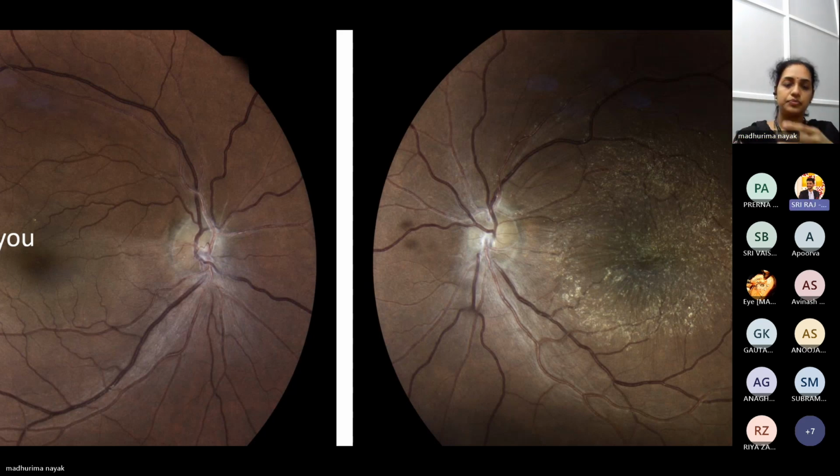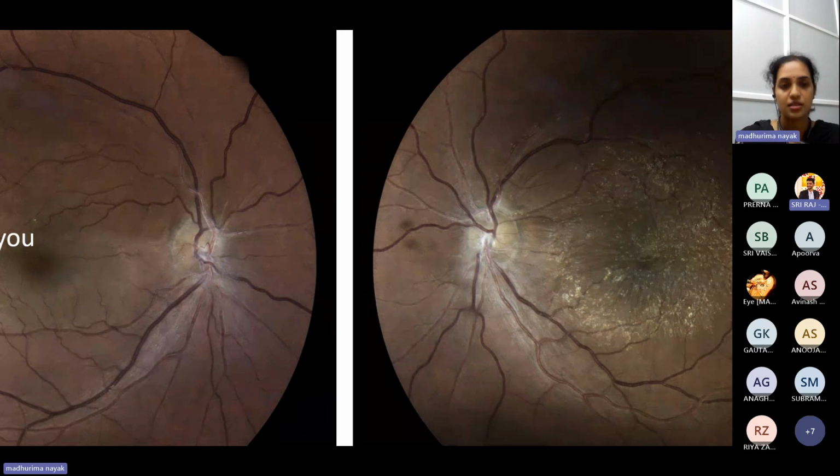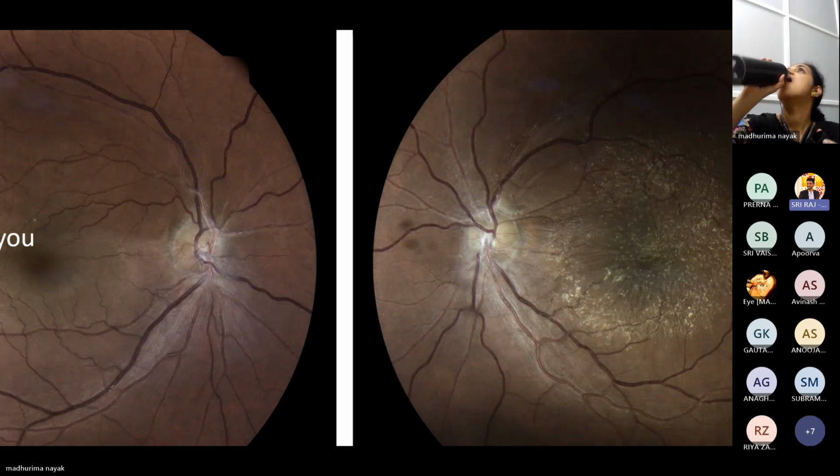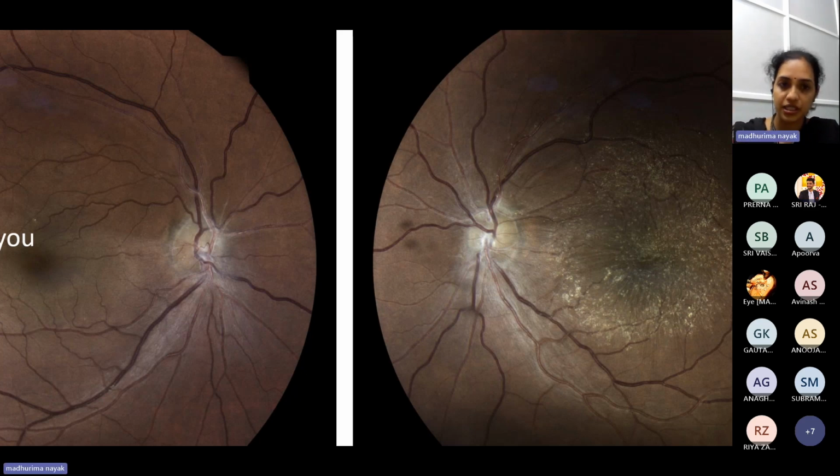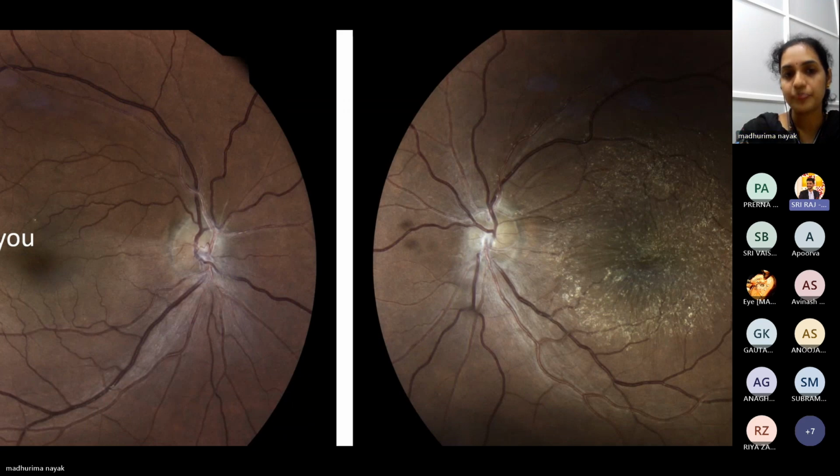Ma'am, there is early disc edema. Nasal margins are a little blurred and a little hyperemic, more in the right. There is starting of RNFL edema. Correct. What is happening to the superior pole in the right eye? That is not elevated, right? Only the inferotemporal pole is elevated. So it could be like NAION, only the part is segmental involvement. Very good. So this is how a sectoral edema looks.